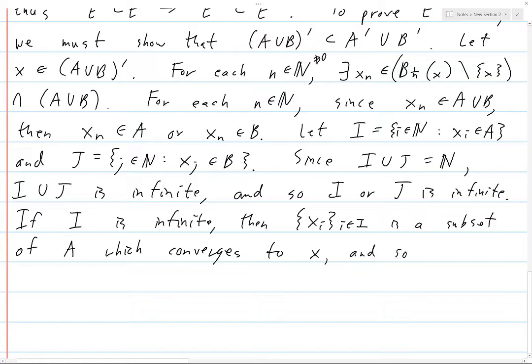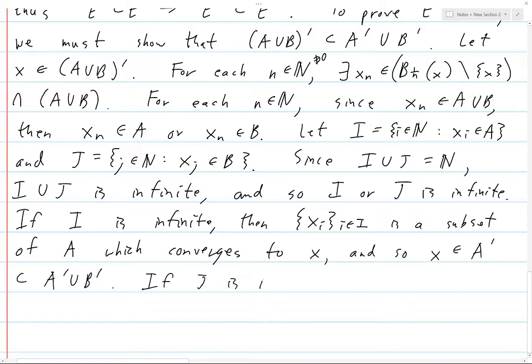And so x, therefore, is a limit point of A because A contains a sequence which converges to x. That's an equivalent condition for being a limit point. So x is in A prime, and of course A prime is contained in A prime union B prime.